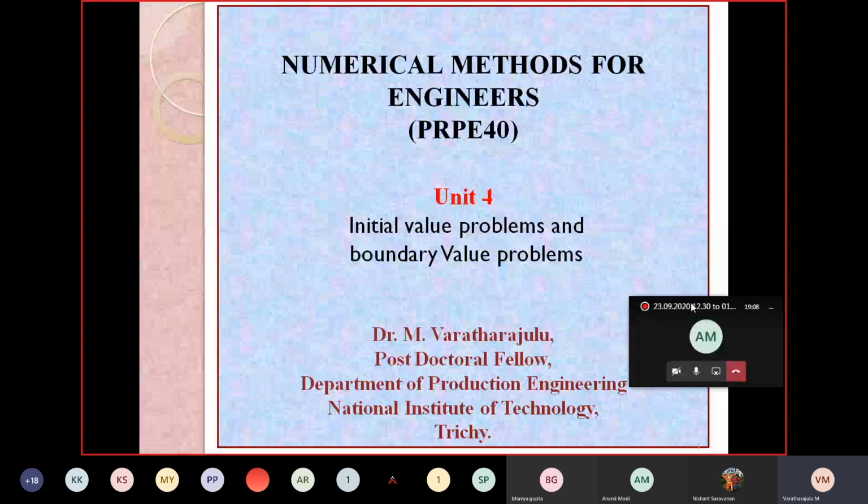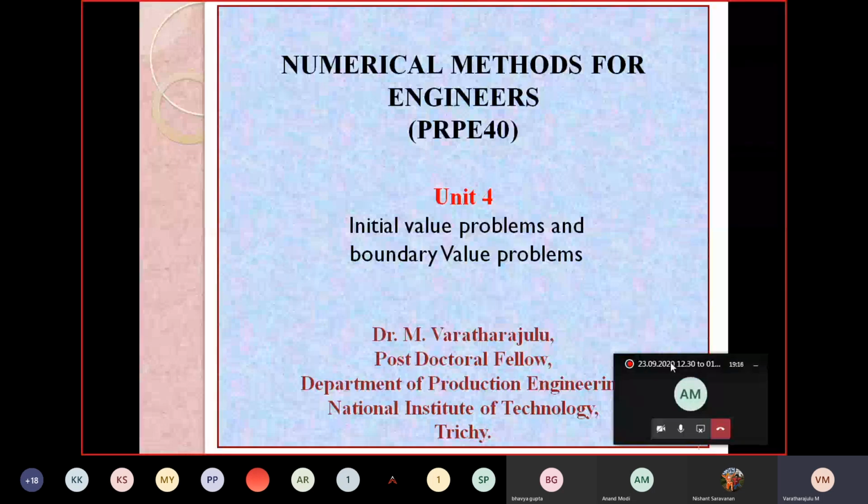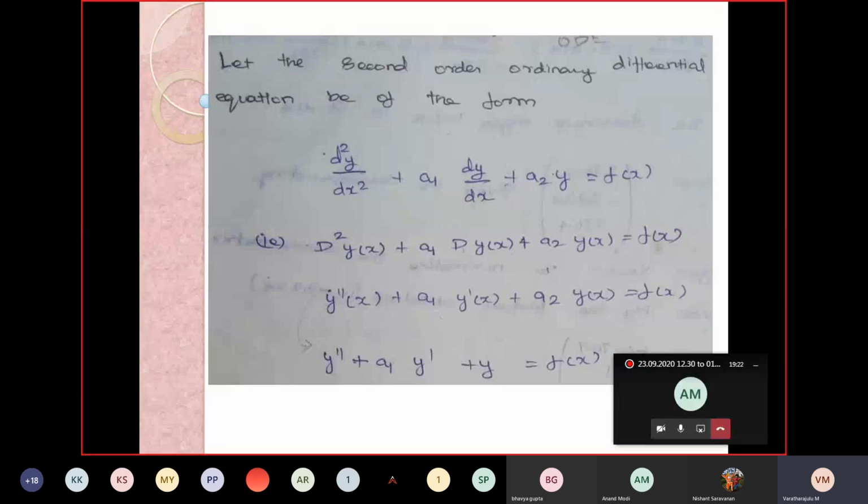Make a note that we let the second order ordinary differential equation be in the given form. In this particular unit we are going to get the solution for various differential equations, that may be an ordinary differential equation or it may be a partial differential equation. This is what we are going to solve in unit 4. We are going to get the solution for differential equations, that may be ordinary or partial.